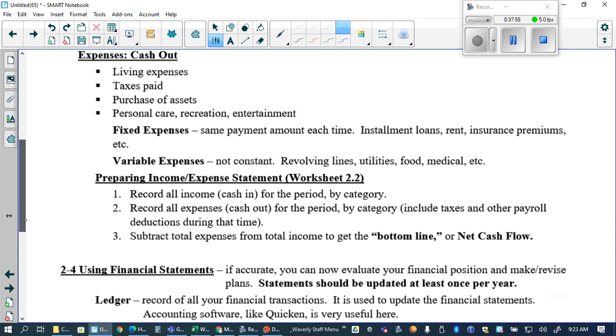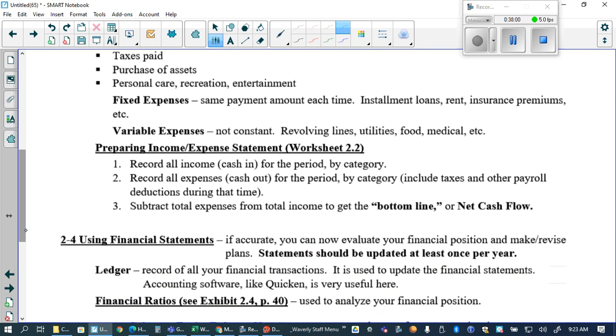Let's take a look at one. So preparing it, you're going to record all your income, cash in, for the period. You want to maybe do it by the month or for a year. All expenses for the period by category, and you'll include taxes and payroll deductions, okay? And then you just subtract expenses from total income. You get a bottom line, or a net cash flow, okay? Net cash flow, and you want that cash flow hopefully to be positive, right? Oh, and by the way, you'll either have a surplus or a deficit over that time period.